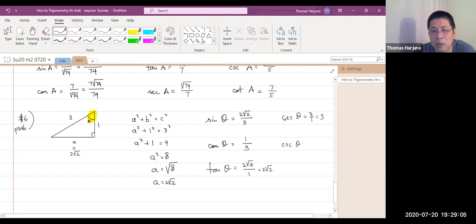Cosecant theta is the reciprocal of sine. Let me rationalize the denominator. And cotangent theta is 1 over 2 radical 2. That's radical 2 over 4.